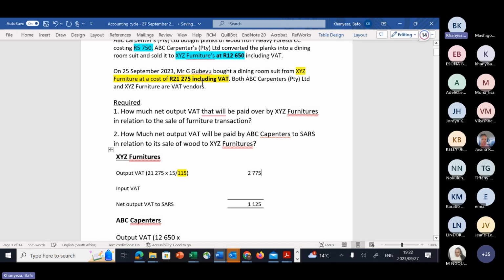But they've paid. You see here, ABC Carpenters sold to XYZ at 12,650, including VAT. They paid VAT themselves, so they'll have to reduce with their VAT, which is input VAT. How much is what they bought it for? 12,650, times 15 over 115. That's because it's inclusive of VAT. And also, it's a law that products are displayed inclusive of VAT.